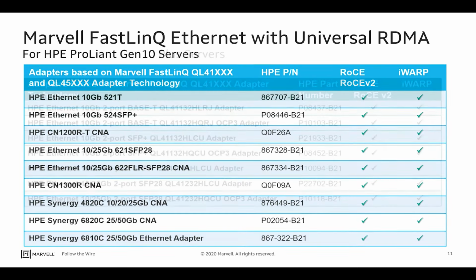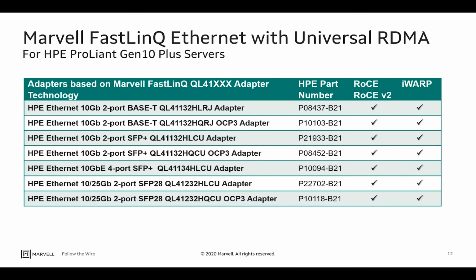Here's the portfolio list for Marvell FastLinQ 10 and 25 gig adapters for HPE, ProLiant, and Apollo Gen 10 Plus servers. These support Universal RDMA and are ideal for future-proofing Gen 10 Plus rack and tower servers to connect to 10 gig or, more importantly, 10 and 25 gig connectivity with low latency.